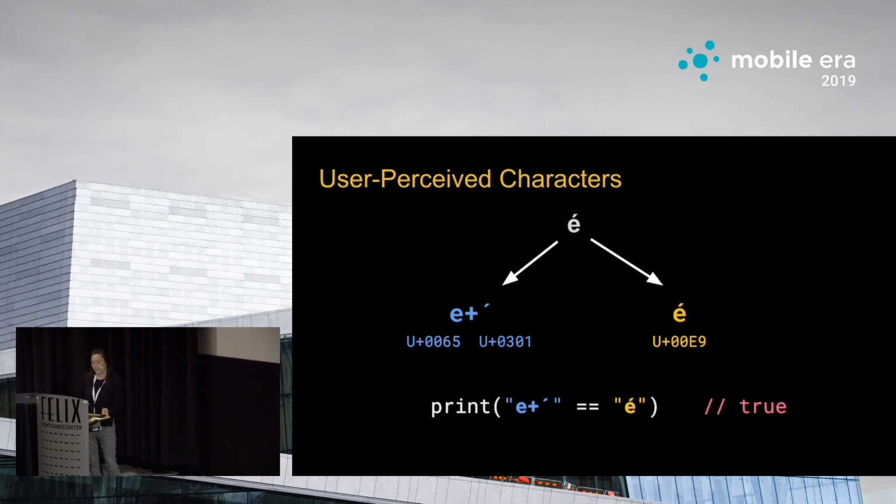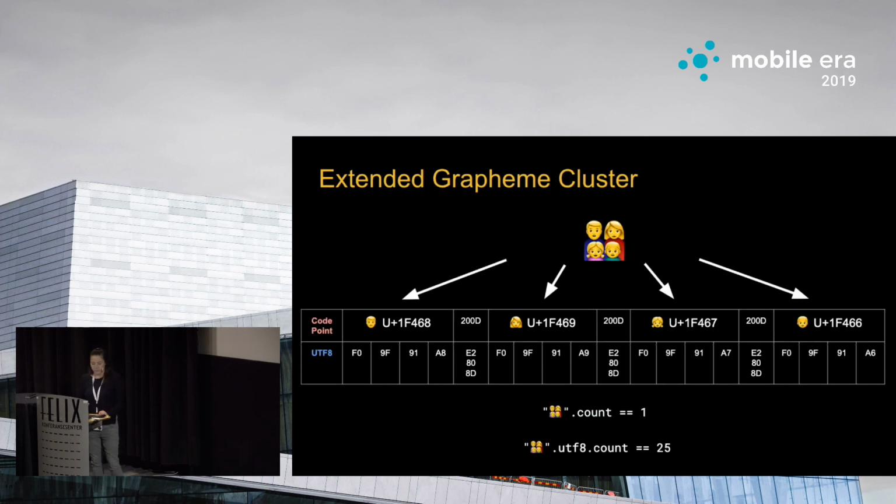So this Latin letter E acute has 2 forms of representation: a small letter E with a combining acute accent, and a single Latin letter. Both forms are considered equal, and the character count value for each is 1. So when different compositions form a semantically identical character, it's called canonical equivalence. And Swift string makes a lot of effort to satisfy the Unicode property. This user-perceived character is also known as an extended Grapheme cluster.